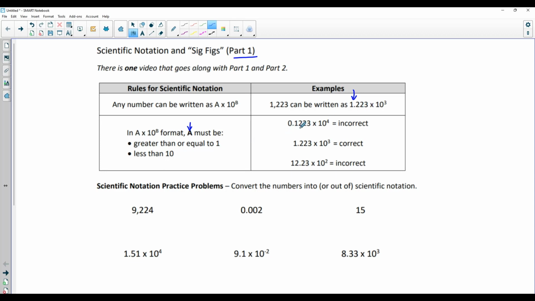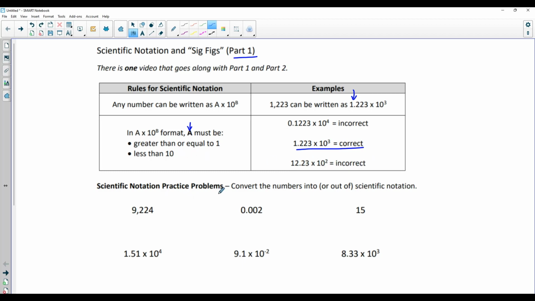So if we were to write this and move the decimal, say, 4 places, that would end up being 0.12, but that's less than 1. And then this is the correct form, but if we only move the decimal 2 spots and got 12.23, well, that's greater than 10, and so that is also incorrect.